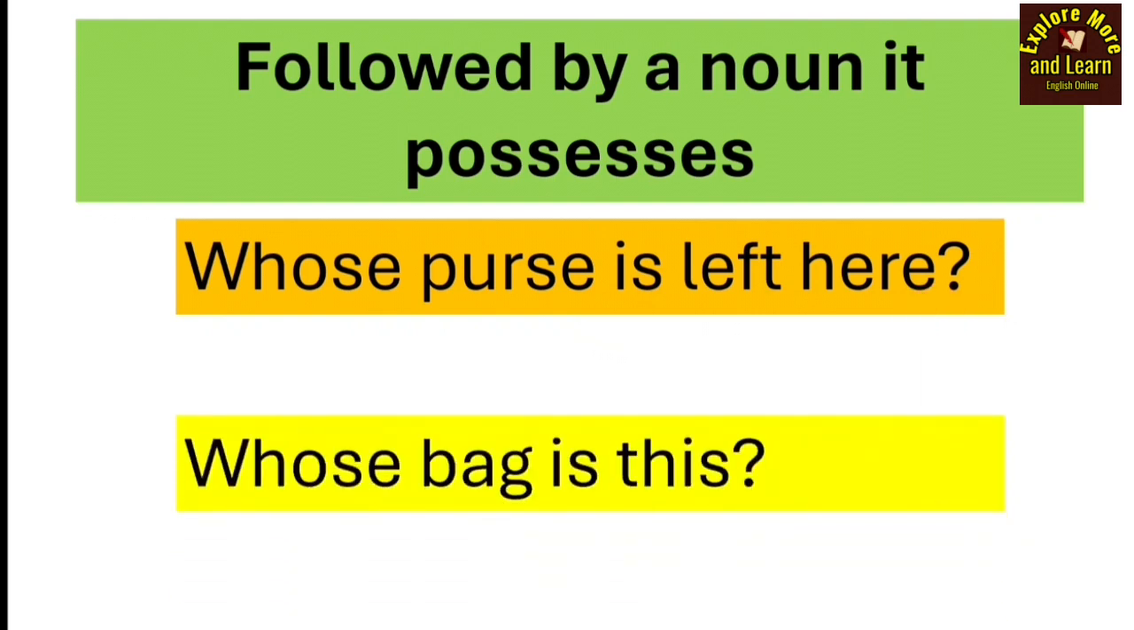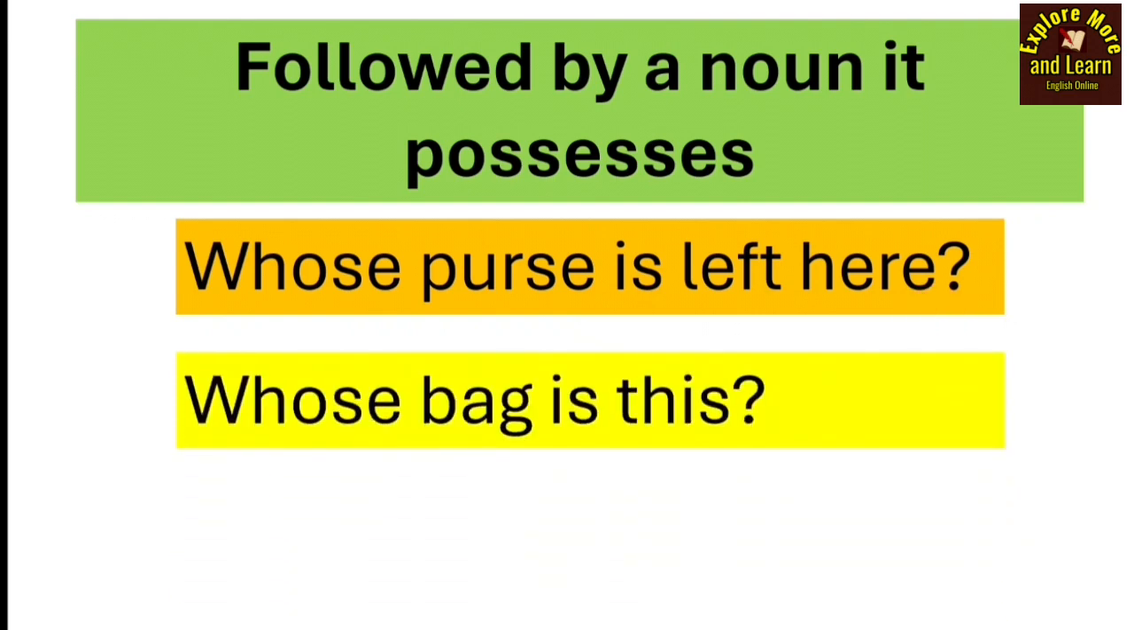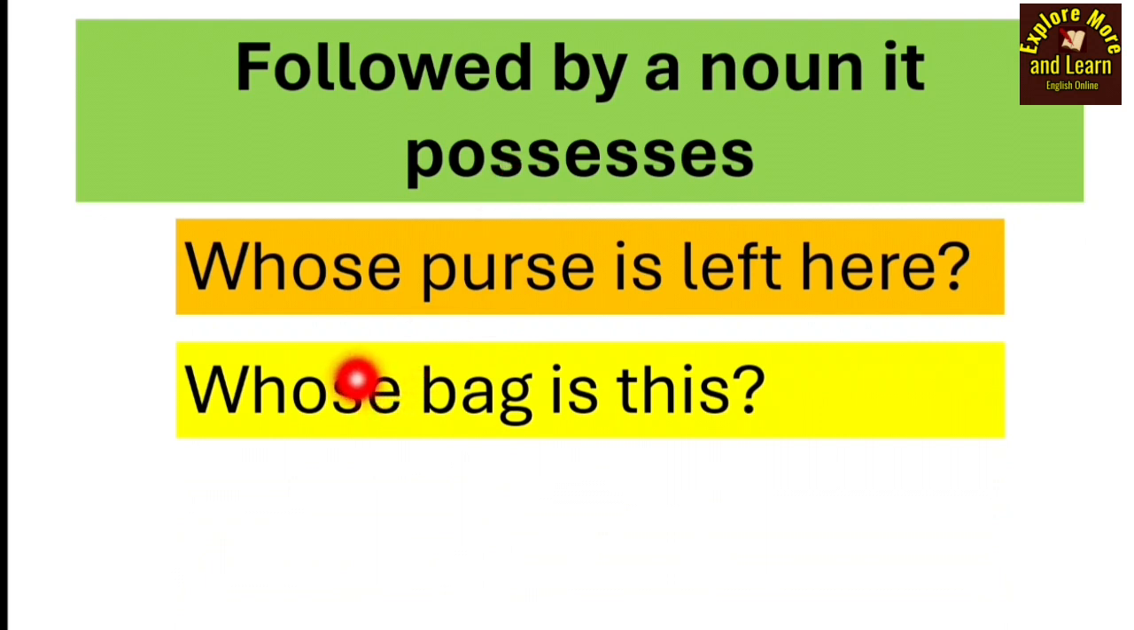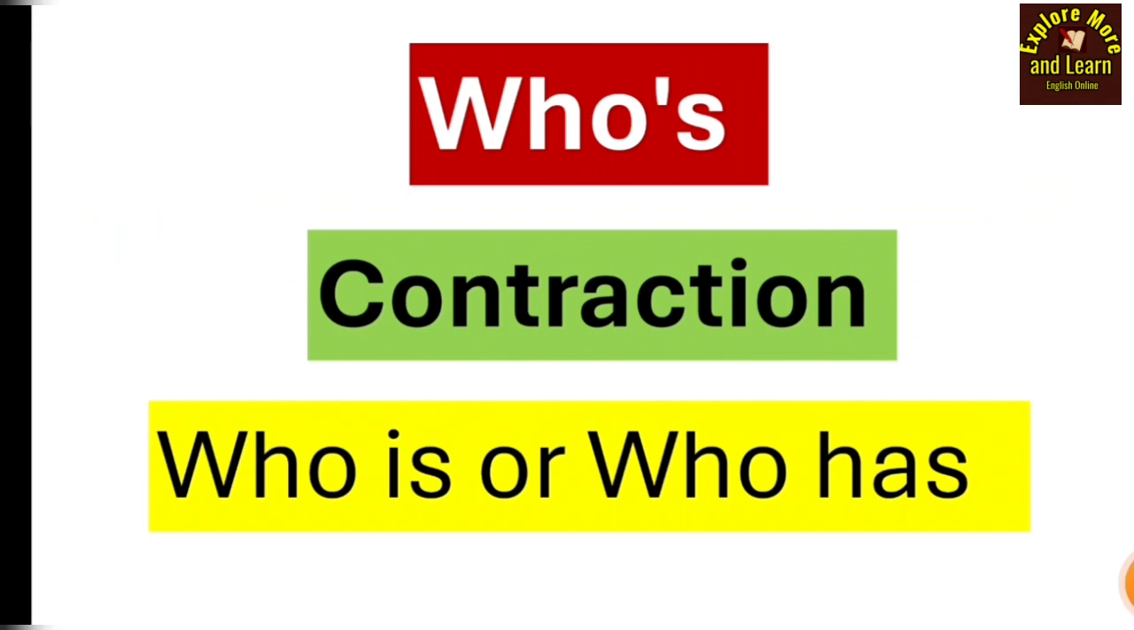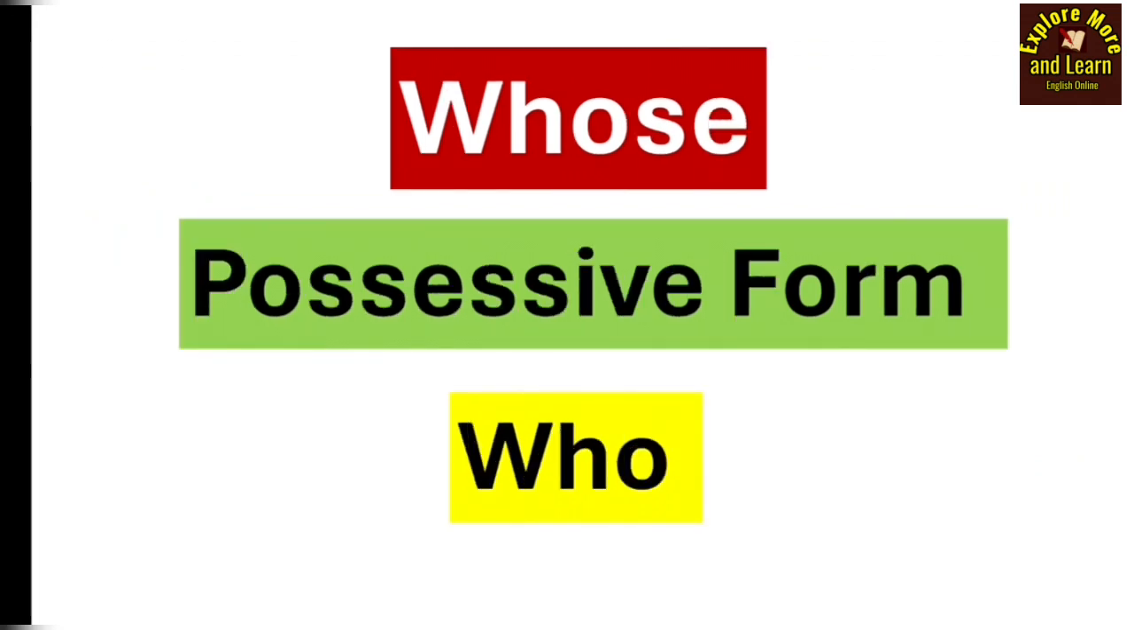Another example, whose bag is this? Now you see, whose is followed by the noun it possesses. It possesses bag. So whose bag is this? Another example, whose book is kept on the table? Again, we are using the noun which this word whose possesses just after the word. So whose book is kept on the table? So just remember, who's is a contraction form for who is or who has, and whose is a possessive form for who, and the other three important points which I have already told you.